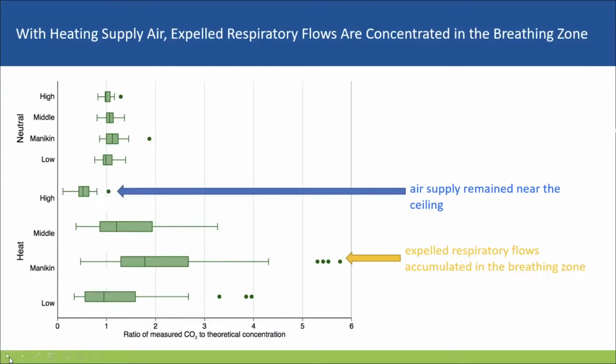With heating supply air, the expelled respiratory airflows were concentrated in the breathing zone. This is a similar plot with neutral and heated supply air, and the x-axis is also the ratio of measured CO2 concentration to the theoretical concentration. So for the heated air, we saw the supply air remain near the ceiling at a very low concentration at high level, but at the mannequin level, the expelled respiratory flows accumulated in the breathing zone, which caused about 1.8 times compared to the well-mixed condition, and as much as 6 times compared to the well-mixed condition. Next slide.